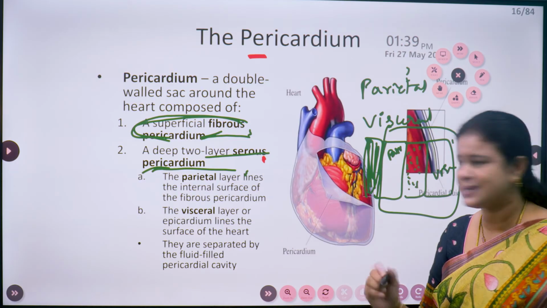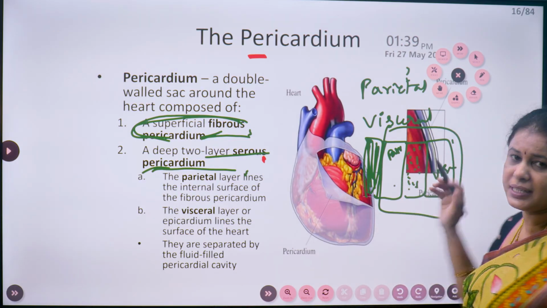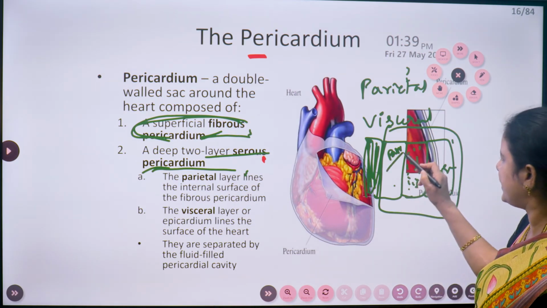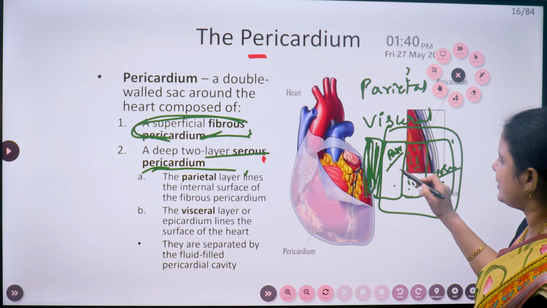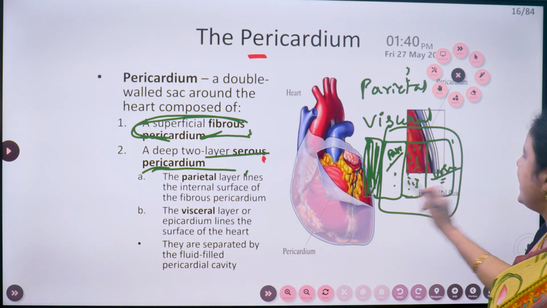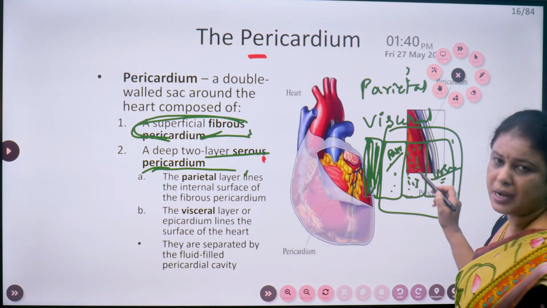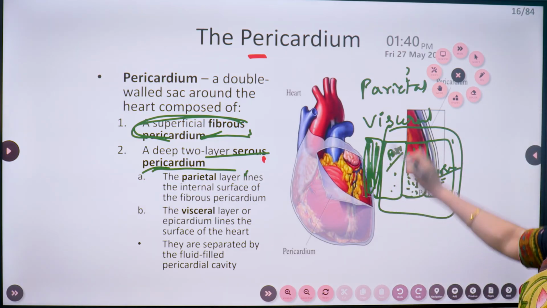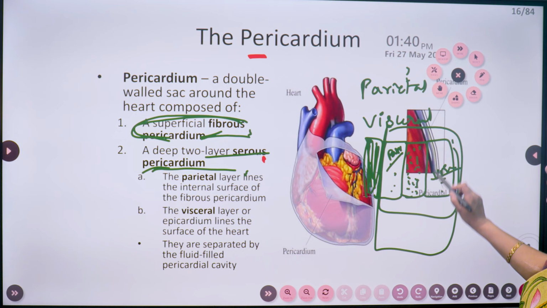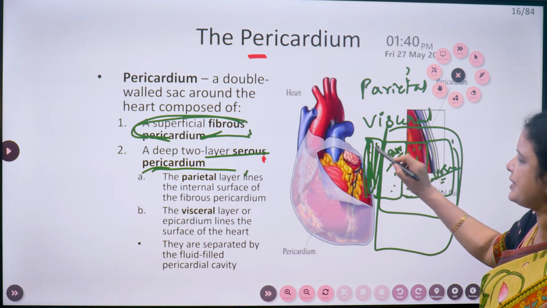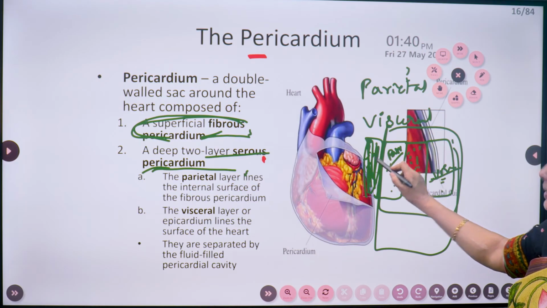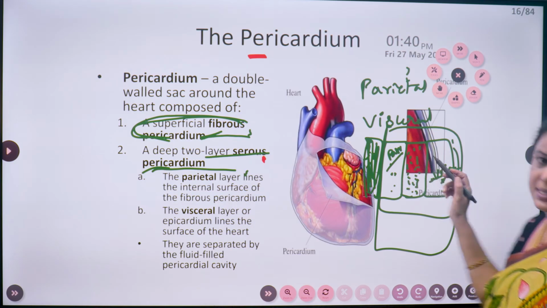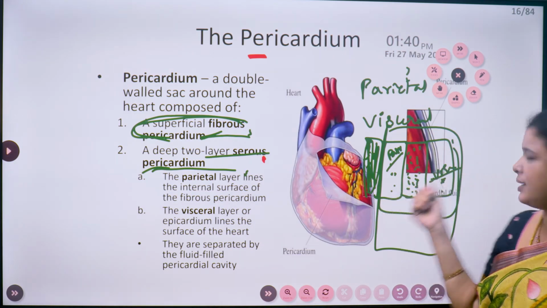A serous membrane has two layers, and between these two layers there is some amount of fluid, called pericardial fluid. This is parietal and this is visceral. So the outer or superficial fibrous layer is made up of fibrous tissue, and the serous layer is made up of parietal and visceral layers. In between these two layers there is some fluid, called pericardial fluid.